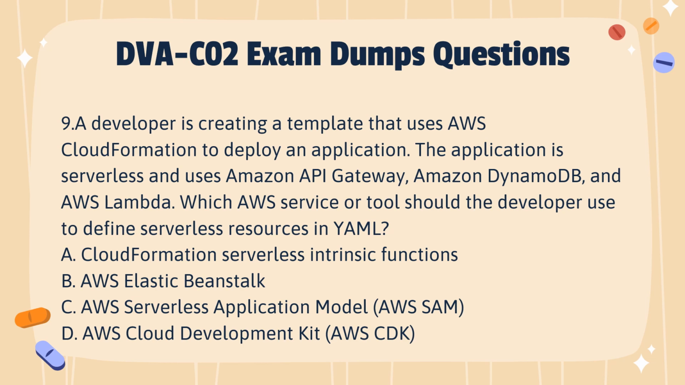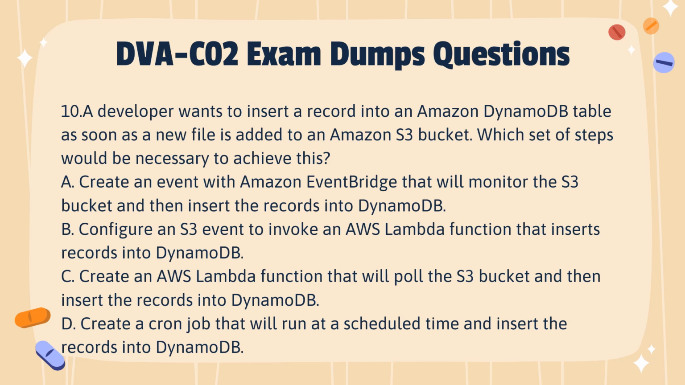10. A developer wants to insert a record into an Amazon DynamoDB table as soon as a new file is added to an Amazon S3 bucket. Which set of steps would be necessary to achieve this? A. Create an event with Amazon EventBridge that will monitor the S3 bucket and then insert the records into DynamoDB. B. Configure an S3 event to invoke an AWS Lambda function that inserts records into DynamoDB. C. Create an AWS Lambda function that will poll the S3 bucket and then insert the records into DynamoDB. D. Create a cron job that will run at a scheduled time and insert the records into DynamoDB.